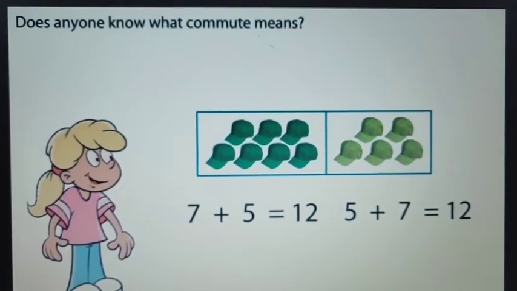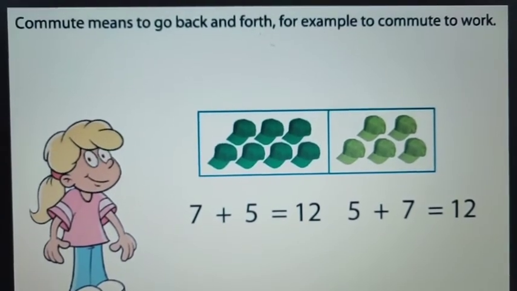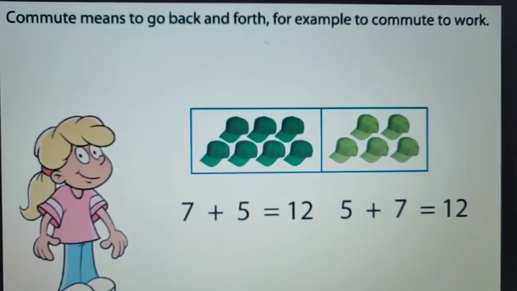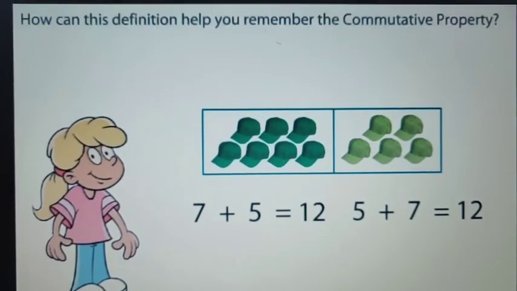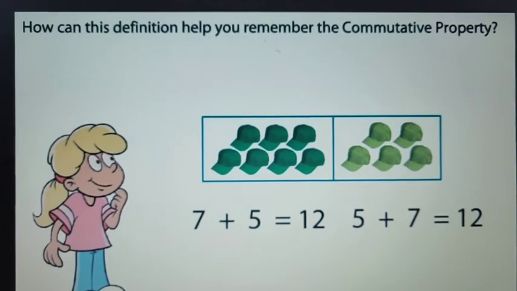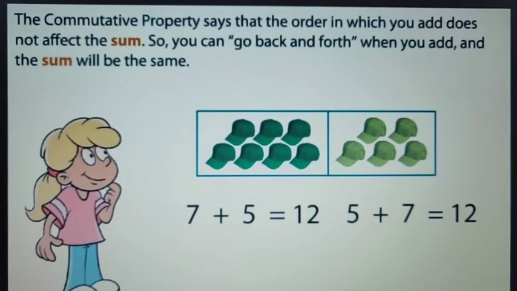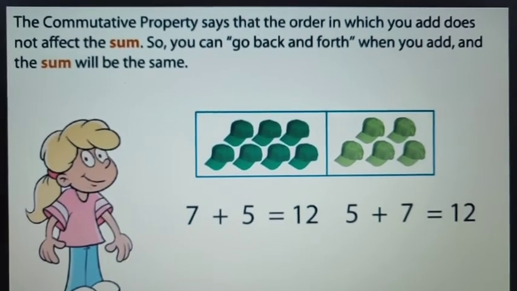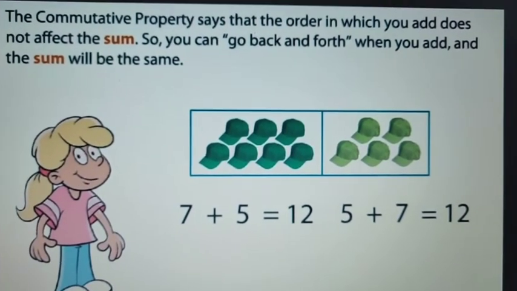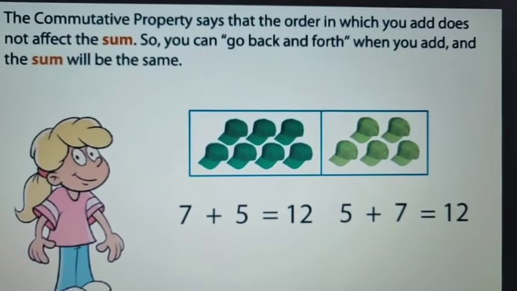Does anyone know what commute means? Commute means to go back and forth. For example, to commute to work. How can this definition help you remember the commutative property? The commutative property says that the order in which you add does not affect the sum. So you can go back and forth when you add, and the sum will be the same.